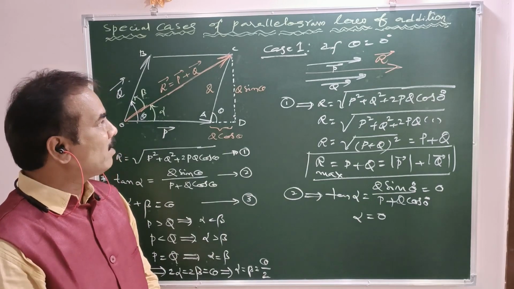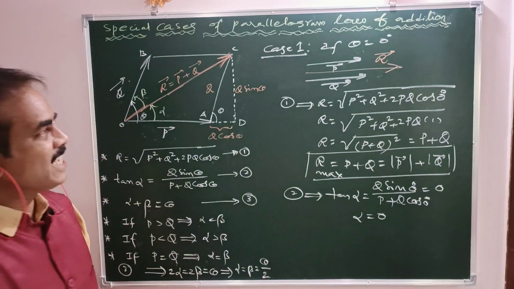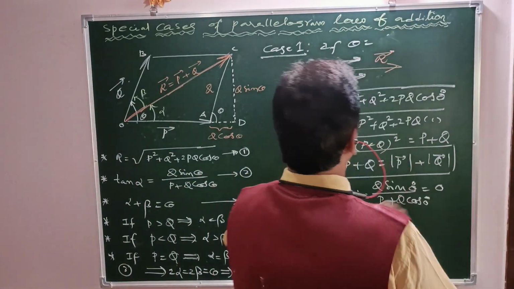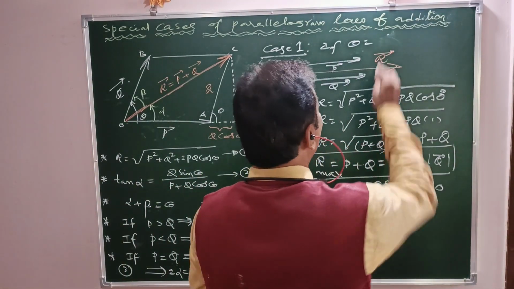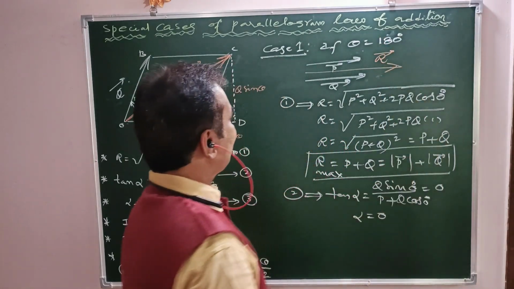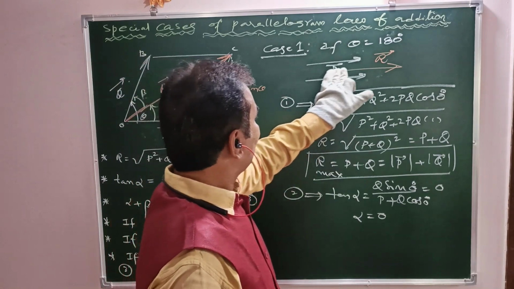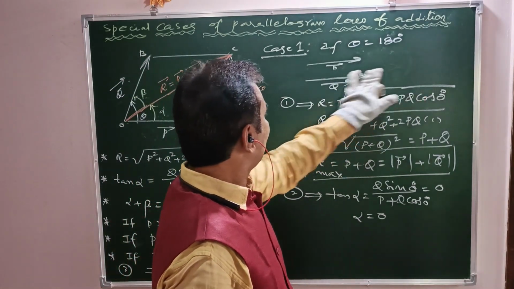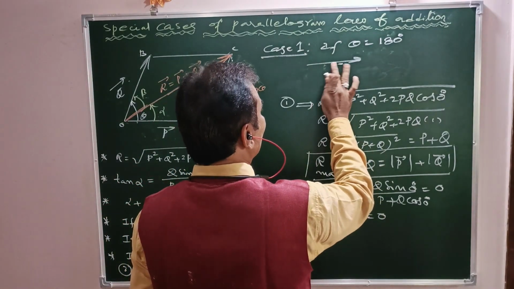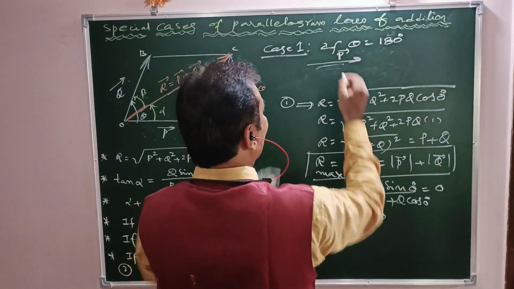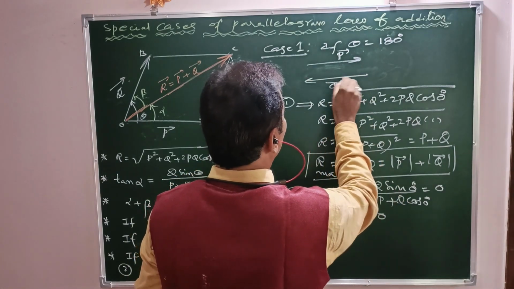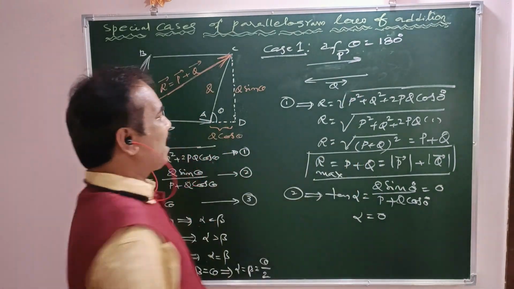Now coming to the next case, case 2: if theta is 180, that means the given vectors are anti-parallel. As an example, here it is P bar and here it is Q bar. See, these two are anti-parallel to each other.